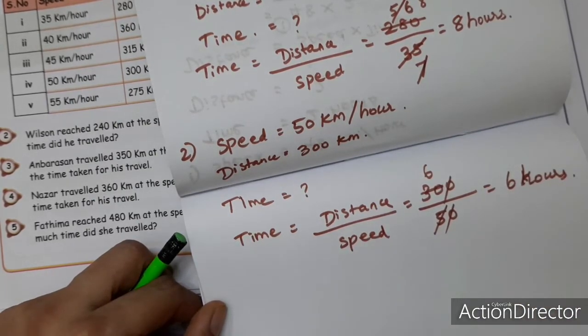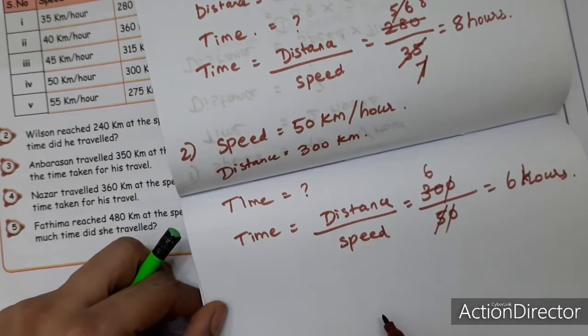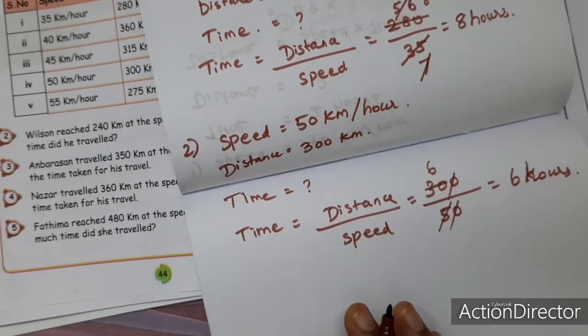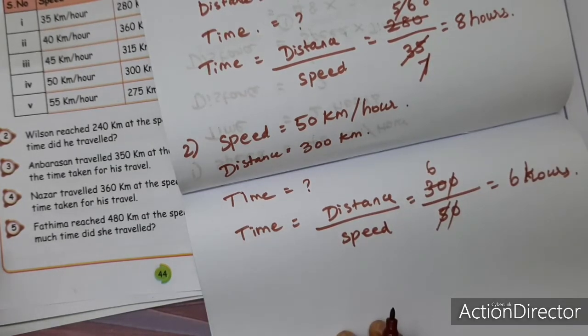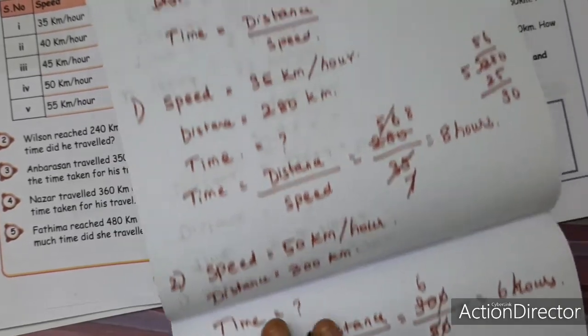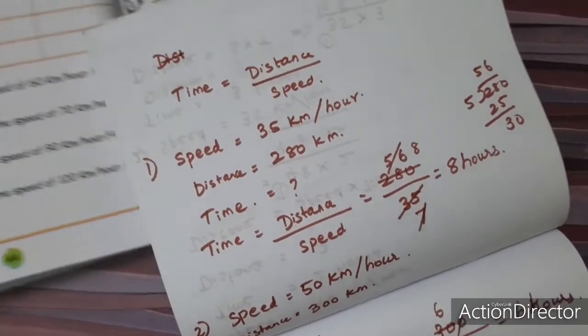Okay, 6 hours. This is simple division. This is how you will divide. They have given the speed and they have given the distance also. They have asked you to find the time. So what is the formula to find the time? Time equal to distance divided by speed. Okay, this is how you will do. Next we shall go on to the next exercise.